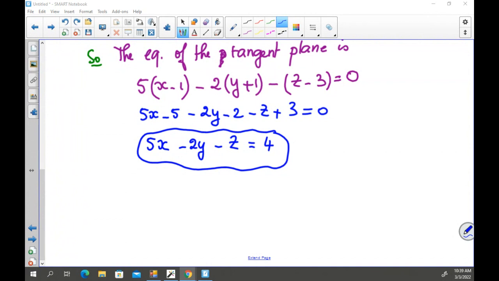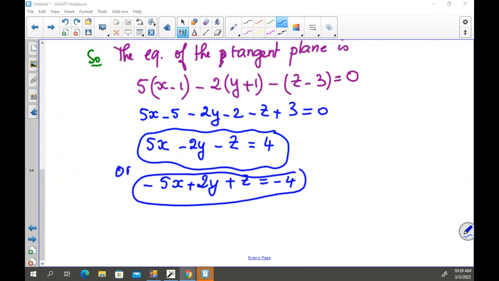Because this, you can change this, of course, by changing all the signs. You can change this into minus 5x plus 2y plus z equal to minus 4. This or this. So I will change this. It's actually minus 4 here. So yeah, I will change this. Yes. Are we okay with this one?